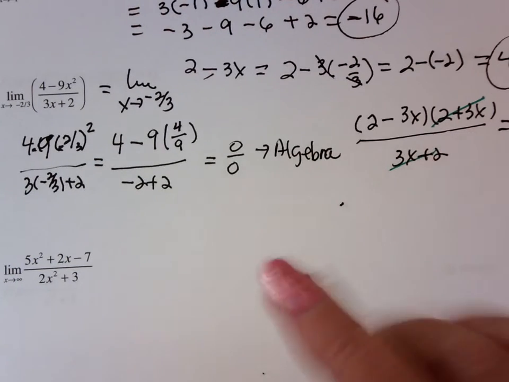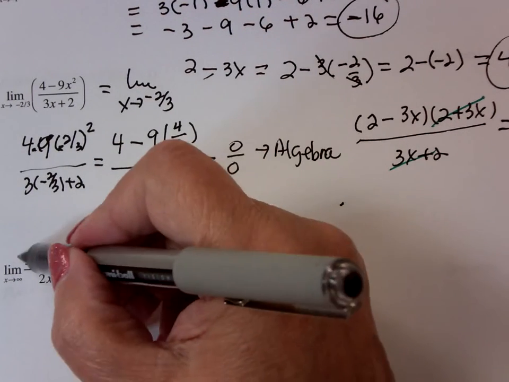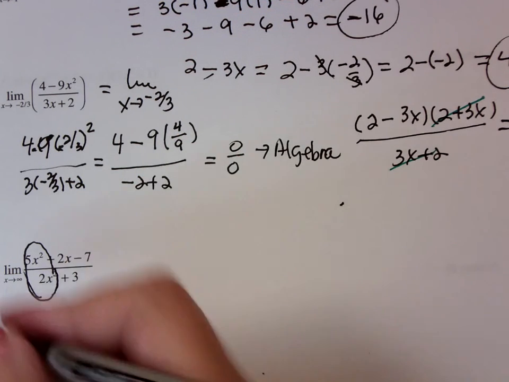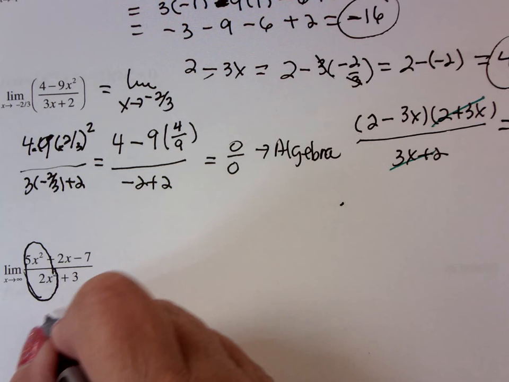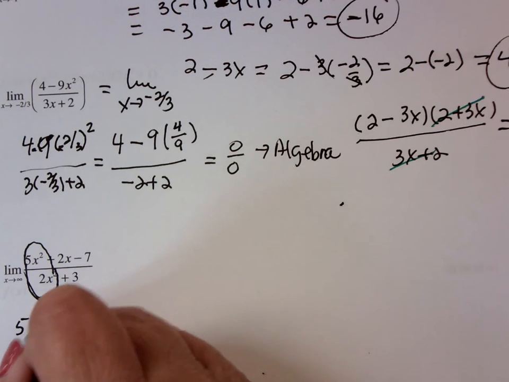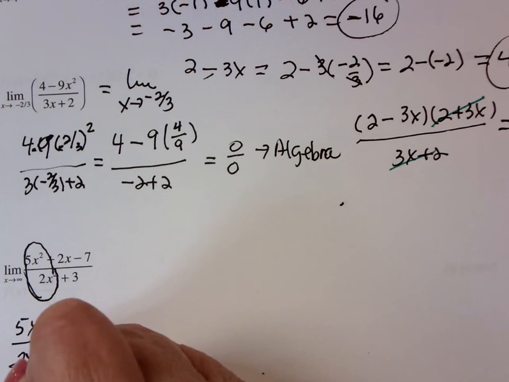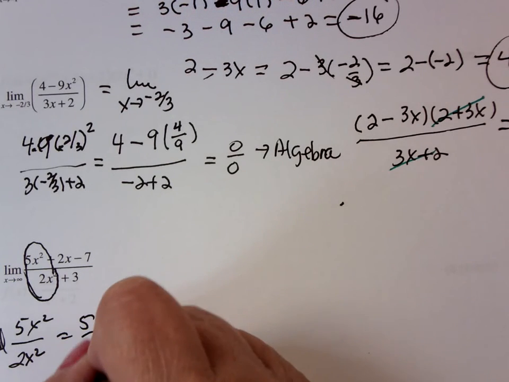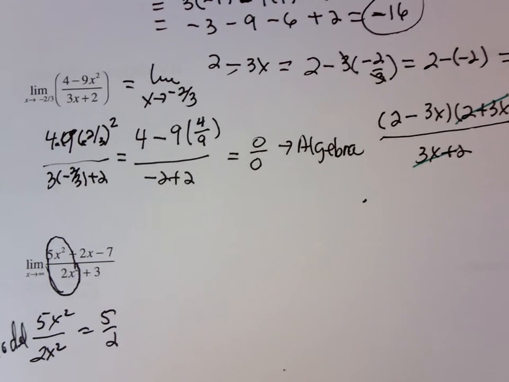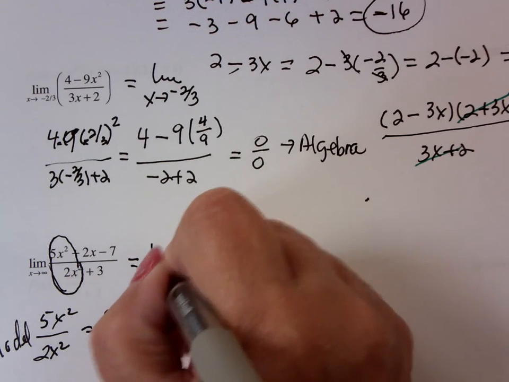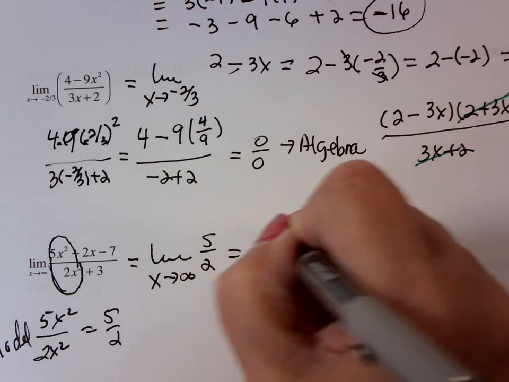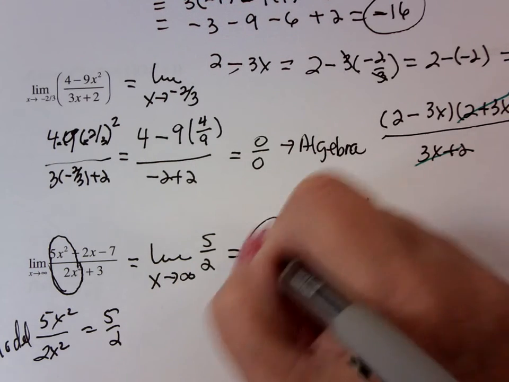Now I'm looking at limits at infinity, and if you remember, the only thing that really matters are the two highest powers. So I'm going to be looking at 5x squared over 2x squared. That's my model, which is just 5/2. So this would be the equivalent of taking the limit as x approaches infinity of 5/2, which is just 5/2.